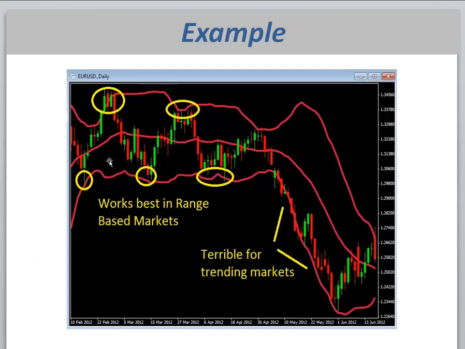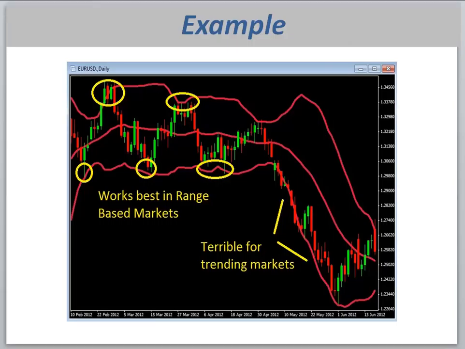Okay, so here we have an example. We have these lines on top, the lines on the bottom, and the middle line. These are your Bollinger Bands. Here's a chart of the Eurodollar. Whenever the Eurodollar trades to the lower band, it's considered oversold, and it's a good time to buy. Whenever it trades up to the upper band, it's considered overbought, and it's a good time to short.